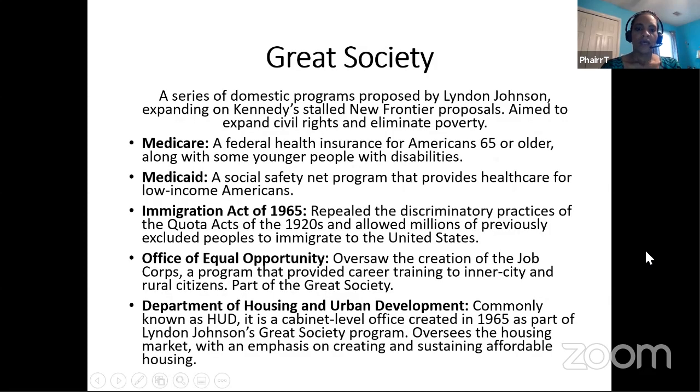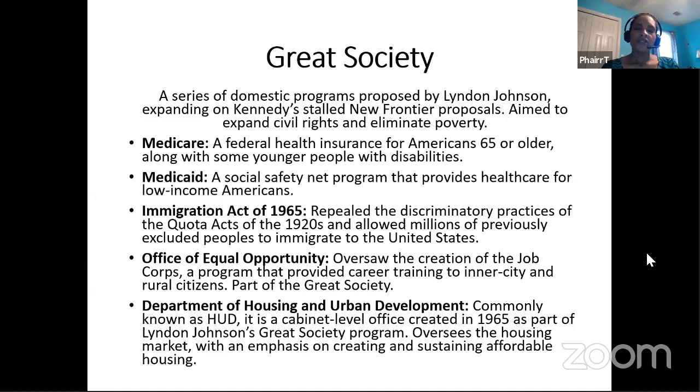$20 trillion. All right, so very quickly, the Great Society was a series of domestic programs proposed by Lyndon B. Johnson, and I'm going to call him LBJ for short, expanding on Kennedy's stalled New Frontier proposals. If you remember, it was stalled because Kennedy was assassinated in 1963, so his vision for the New Frontier was unable to come to fruition. Johnson took that over and really wanted to put it in the forefront. It aimed to expand civil rights and eliminate poverty.